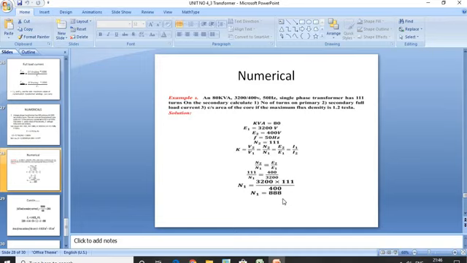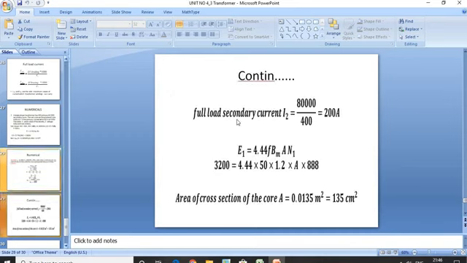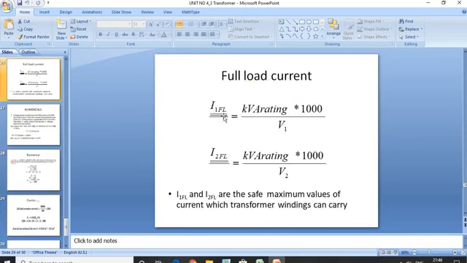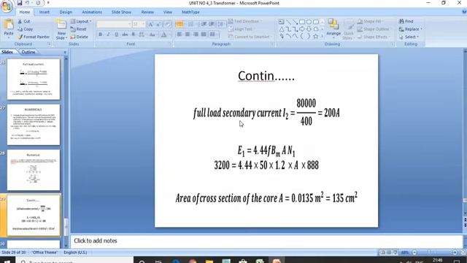Next, what we have to find out is secondary full load current. Now for full load current, the formula is kVA rating into 1000 divided by V2. Okay, all of you know this formula. I1 is equal to kVA rating into 1000 divided by V1. Here I2 is asked. So I2 is equal to kVA into 1000 divided by V2. So 80,000 divided by 400, that is 200 ampere.